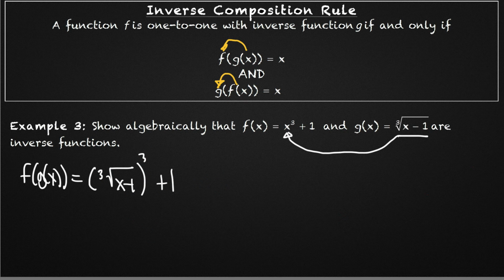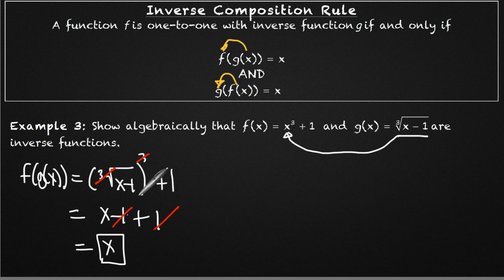So, the first thing is you have to recognize that the cube root and the cubing cancel. Then you rewrite the equation and you have x minus 1 plus 1. Then you recognize that the negative 1 and the positive 1 cancel. Then you write equals x. Notice I showed 2 steps. So you need to make sure you show the steps.